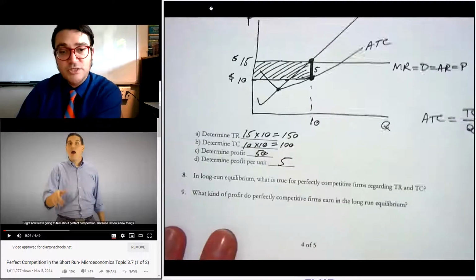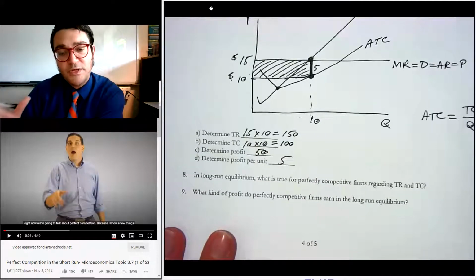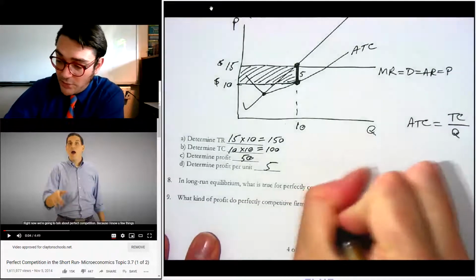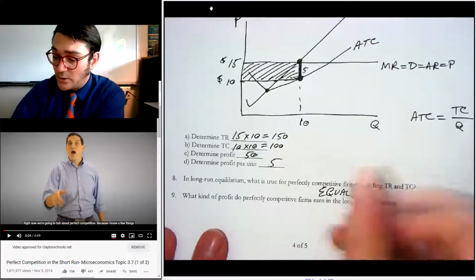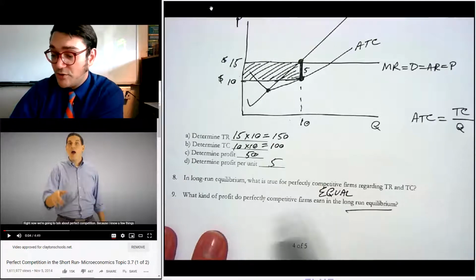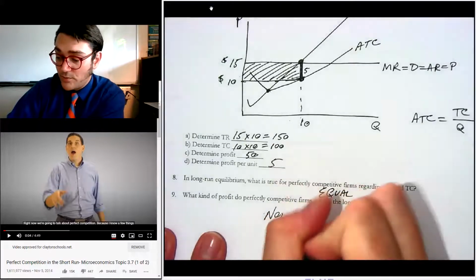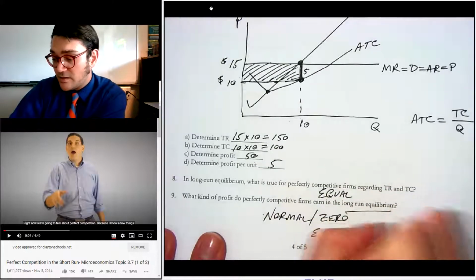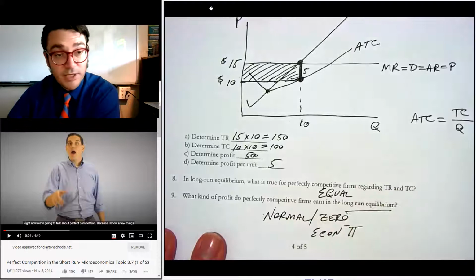Now, the last two questions: in the long run equilibrium, what's true for a perfectly competitive firm about TR and TC? They're equal. That's because in the long run equilibrium, perfectly competitive firms earn a normal or zero economic profit. And we're going to learn in just a little bit why that is.